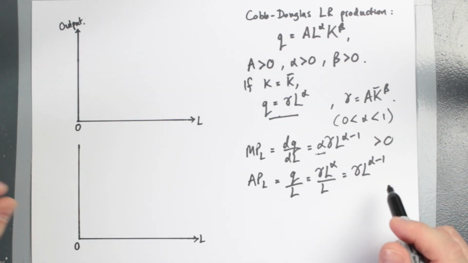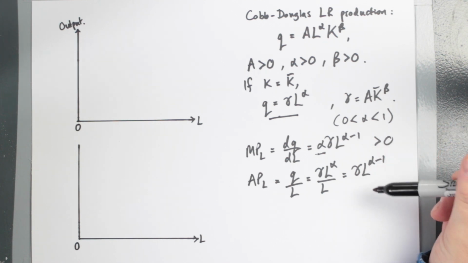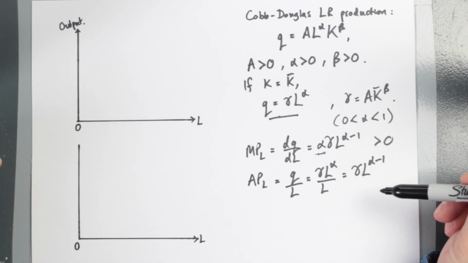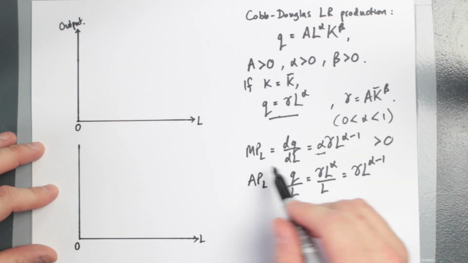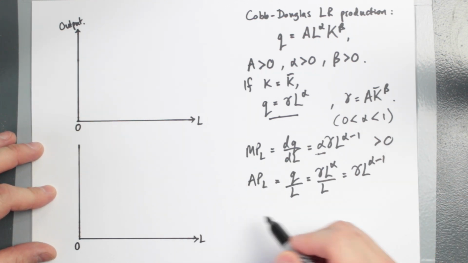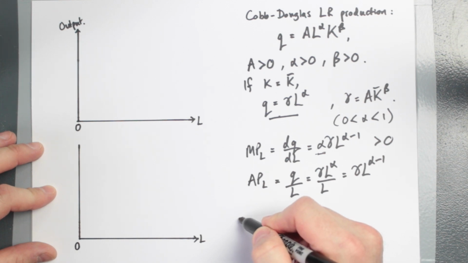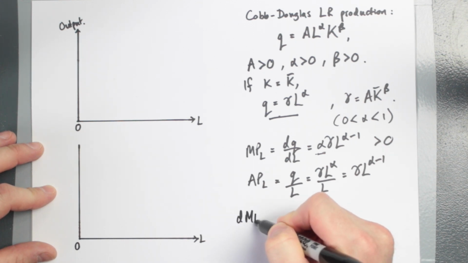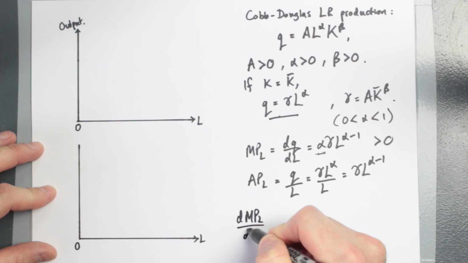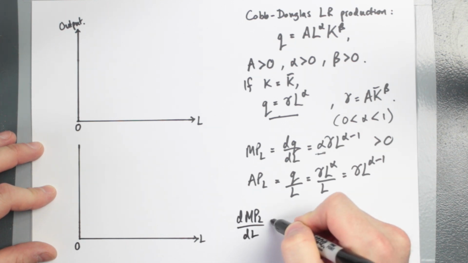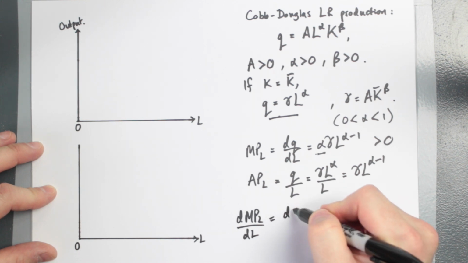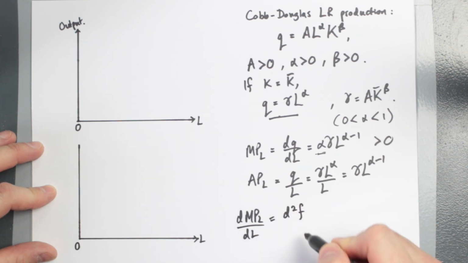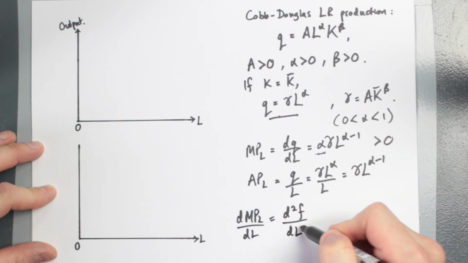We'll find an easy way to interpret that towards the end of the lecture, but let's just do this mathematically for now. What else can I say about this marginal product of labour? Well, let's differentiate it again. So if I differentiate marginal product of labour with respect to L, this is the second derivative. I'm differentiating twice the short-run production function with respect to L.